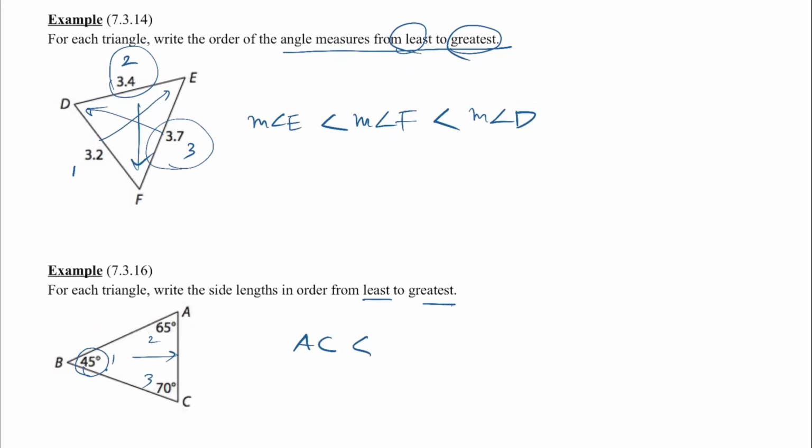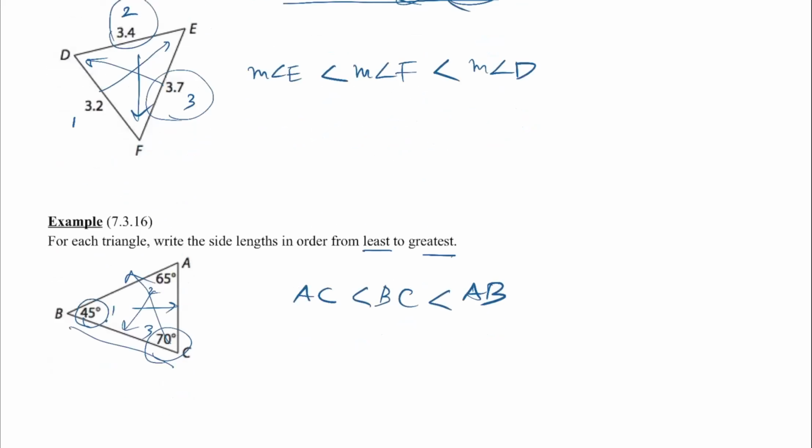Just a quick reminder, if you say segment AC, that's a name, isn't it? When you get rid of the little sign, that is the length of the segment AC. It's a measurement, right? And then the medium one is BC, and that's less than the largest one, 70, which is AB. All right, guys? I think that is it for this page.